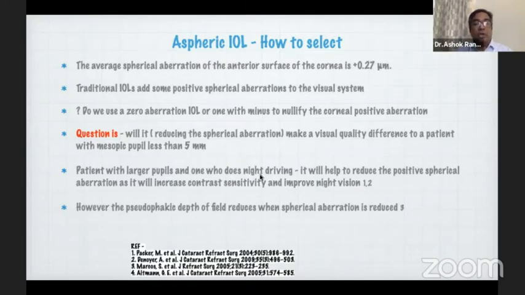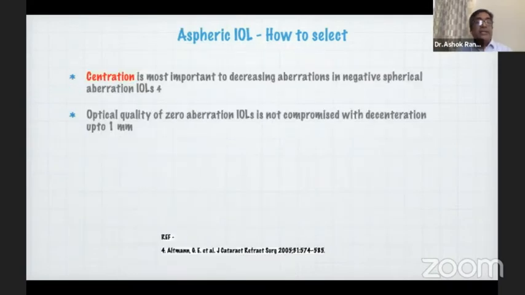The good thing is it improves the contrast. Somebody who's doing a lot of night driving, as you can see here, I have put an example, would appreciate better contrast, so would preferably have a negative spherical aberration intraocular lens in their bag. But somebody who has a smaller pupil or does not do much night driving, but wants better pseudophakic depth of focus, let us say a housewife who's into a lot of cooking and such activities, would preferably have a zero spherical aberration intraocular lens in the bag, so that the remaining corneal spherical aberration is left intact.